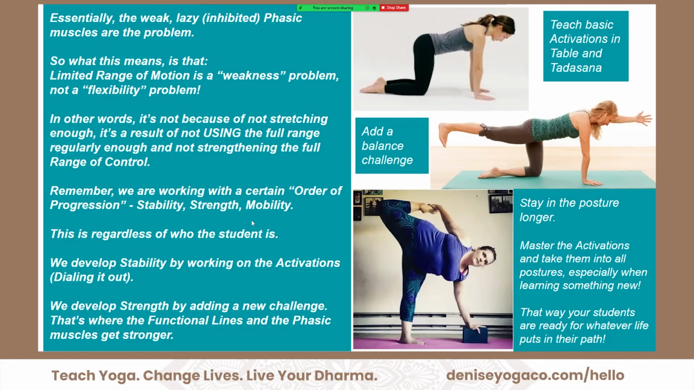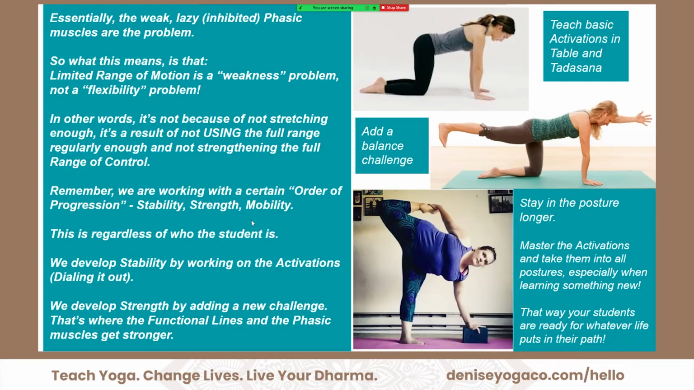So in other words, it's not because you're not stretching enough. It's a result of not using the full range regularly enough so that the phasic muscles have to turn on, right? Not strengthening through the full range of control. Okay, we're working with order of progression: stability, strength, mobility, regardless of who the student is. And all students need to work their phasic muscles, work their functional lines, as well as their postural muscles, okay?